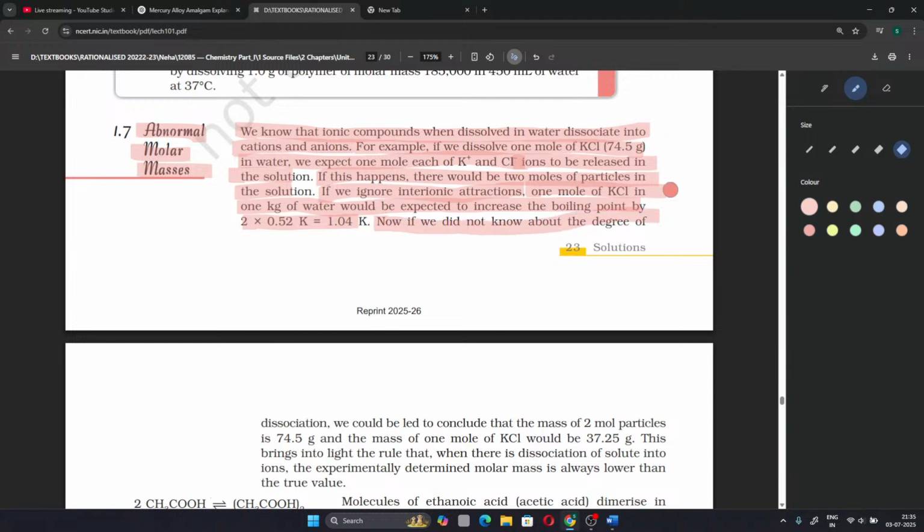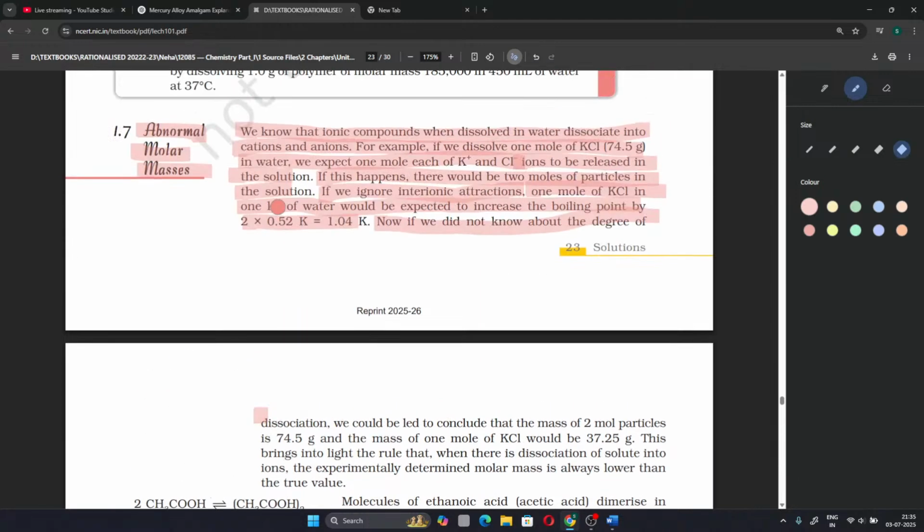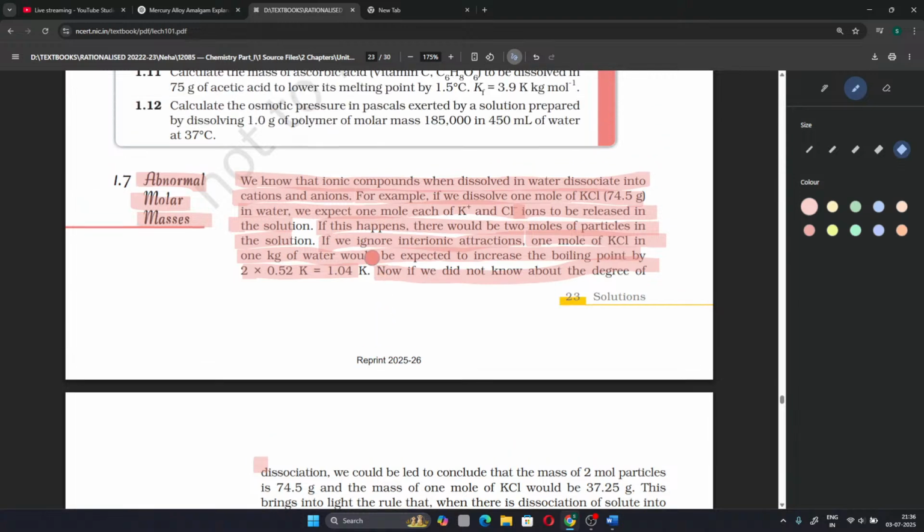Now if we did not know about the degree of dissociation, 0.52 is the ebullioscopic constant and 2 is the molality here, as it doesn't depend on the nature of the particle, either ions or molecules. We take 2 times, which is around 1.04 Kelvin. But if it was a non-electrolyte, it would still stay at 0.52 Kelvin. That is for 1 molal.